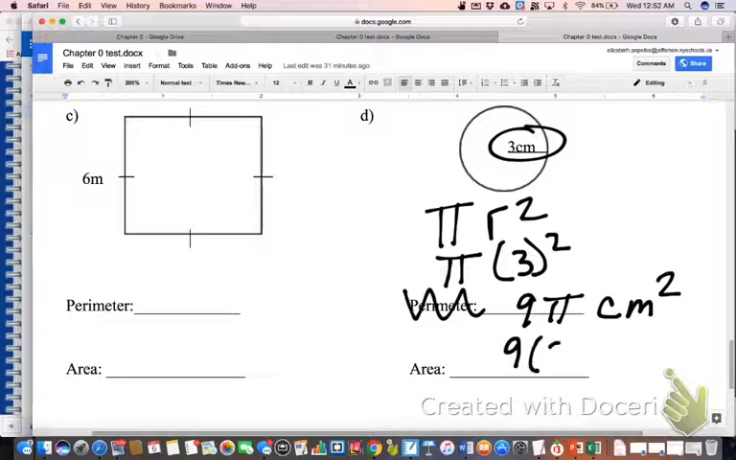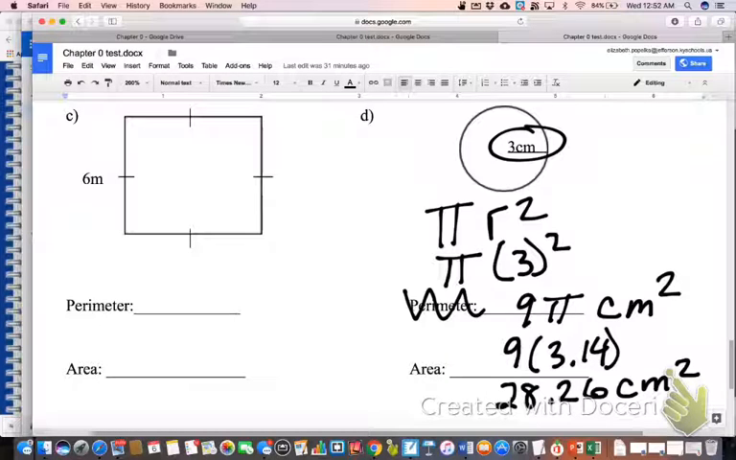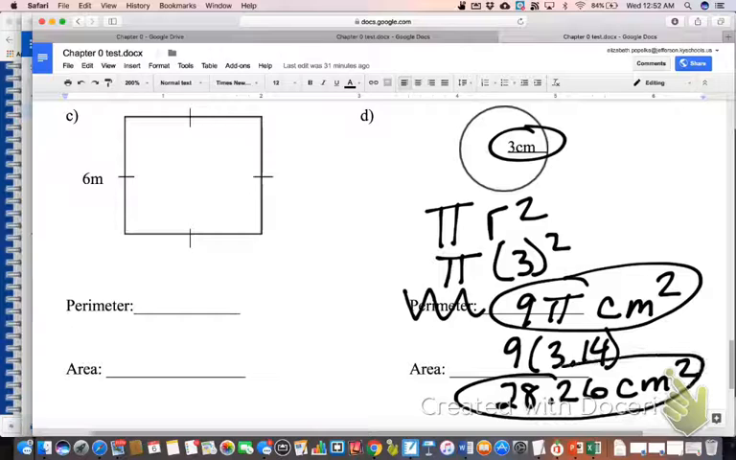Now, if you went all out and you did 9 times 3.14, you should have ended up with 28.26 centimeters squared. So either one of these two answers would be okay. Either you squared the radius and you got 9 times pi centimeters squared, or you multiplied it out and you got 28.26 centimeters squared. Either one of those is okay. You just needed to make sure you started out with the right formula, pi r squared.